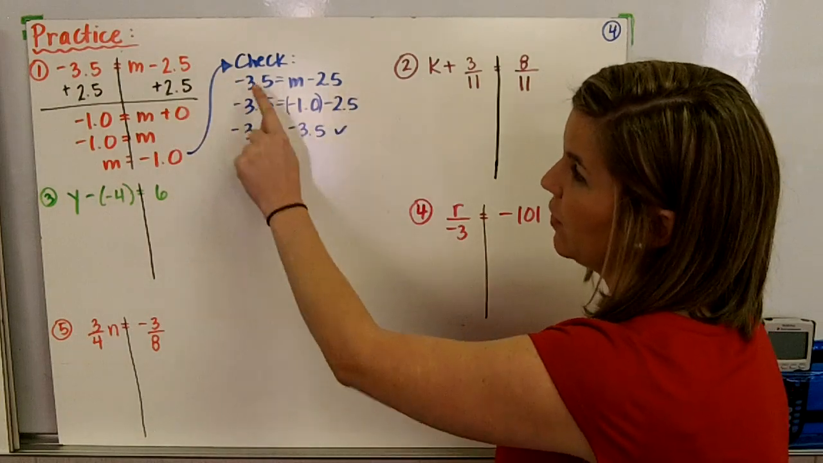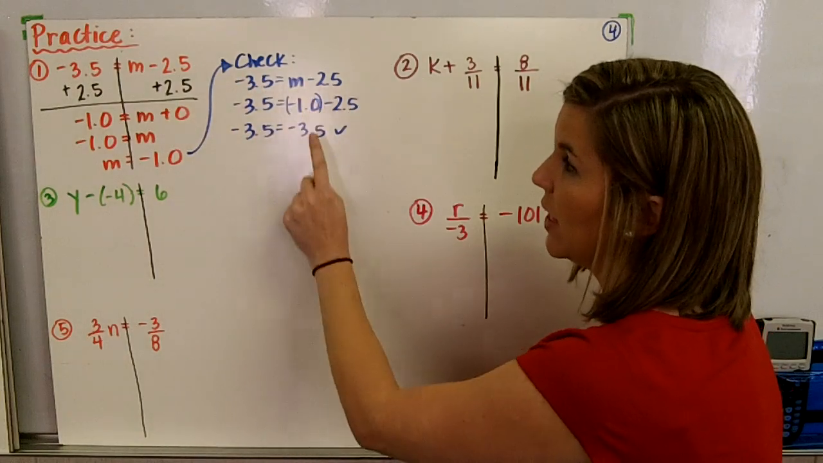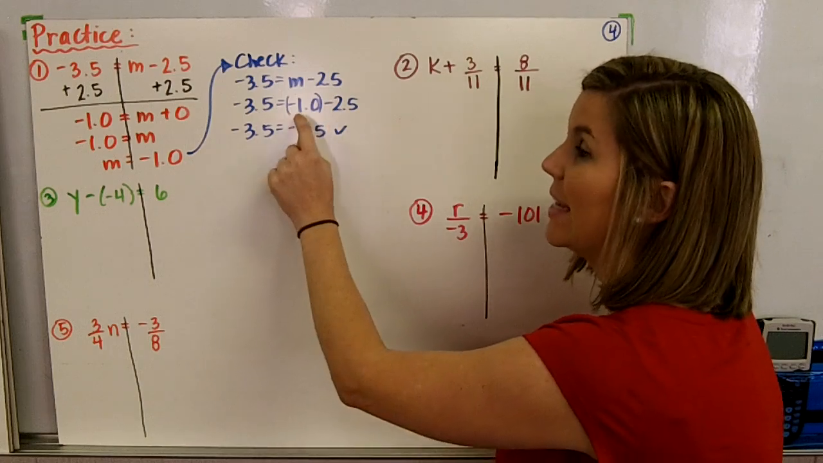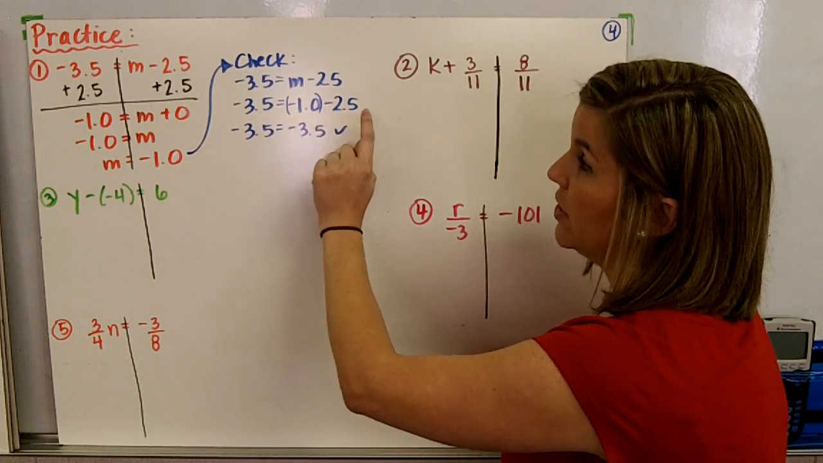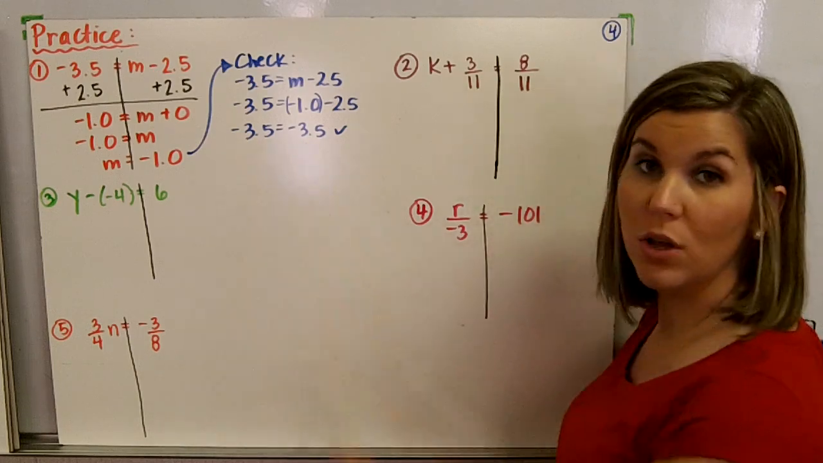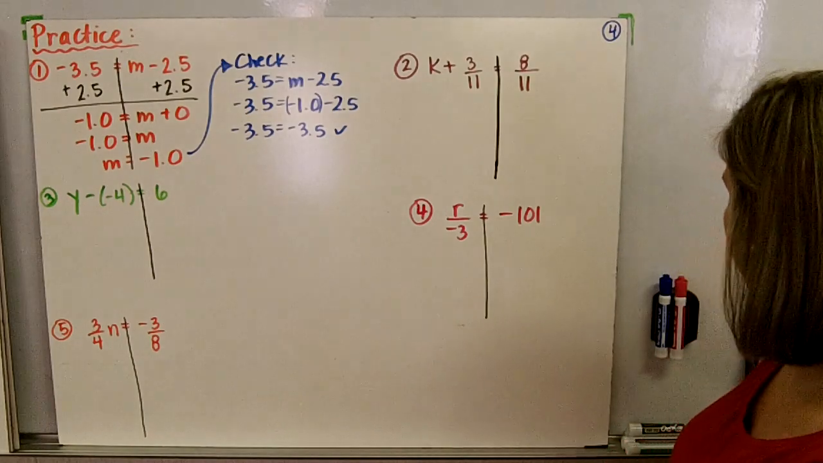So here's the original equation. Take m out and plug in your answer that you found, -1.0, and solve. -1.0 minus 2.5 is -3.5. Both sides are equal, so our answer is correct.